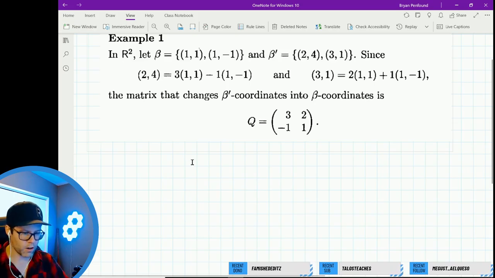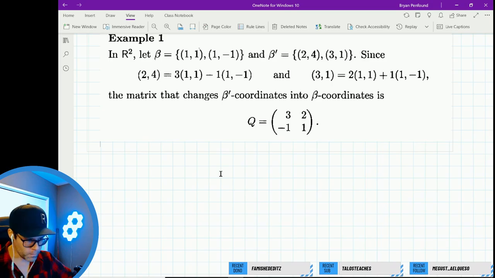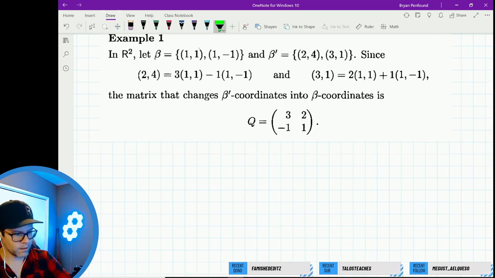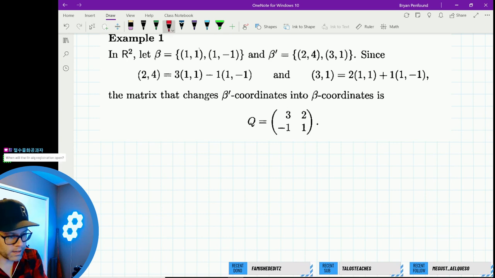So simple case here, we have R2, so there are 2 different bases. We have beta, which is (1, 1), (1, negative 1). Since those aren't scalar multiples of each other, this is definitely a basis. These will be linearly independent, and they'll also span R2. Note that R2 here has dimension 2, so we do expect to have 2 basis vectors here. B prime, again, these look like they're linearly independent because they're not scalar multiples of each other. So both of these sets, beta and beta prime, should be bases for R2. Maybe it's worthwhile for us to write that down. So both of these are bases.